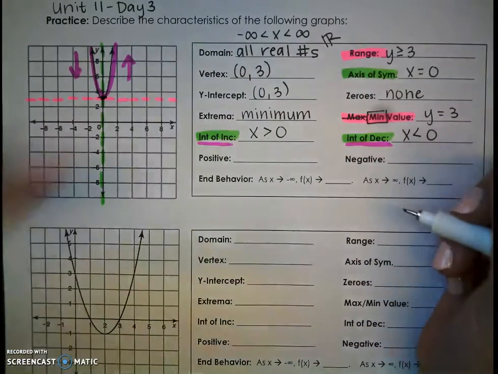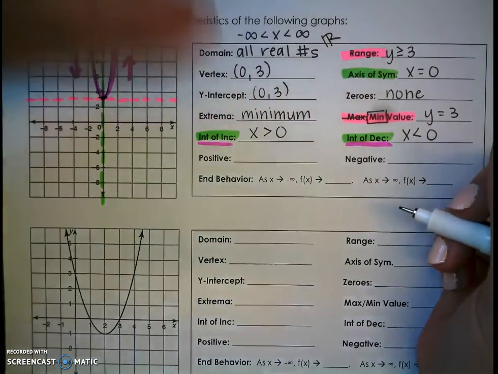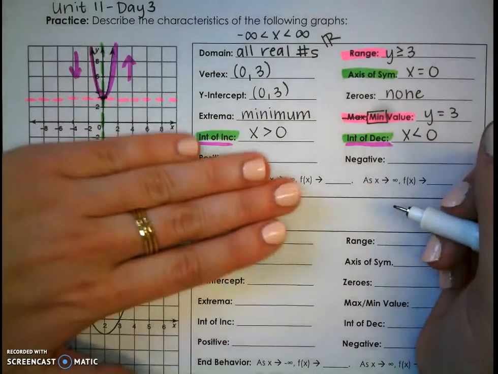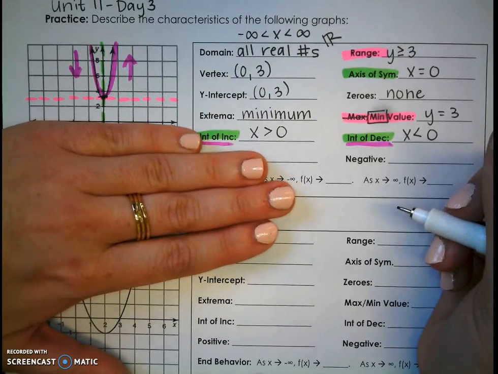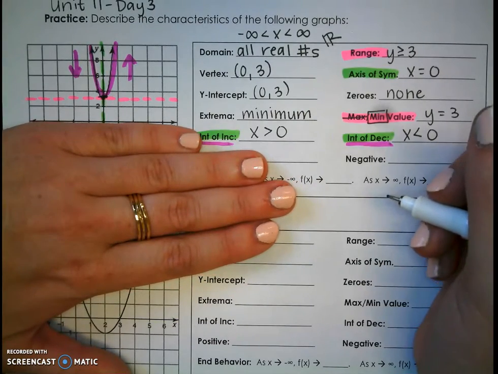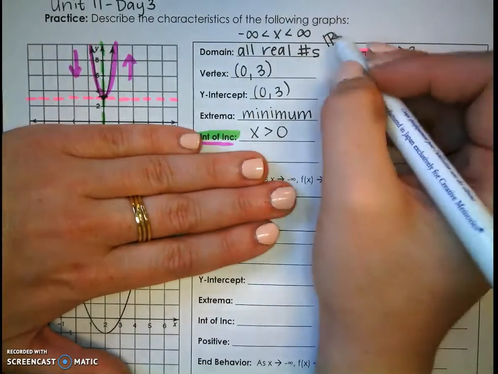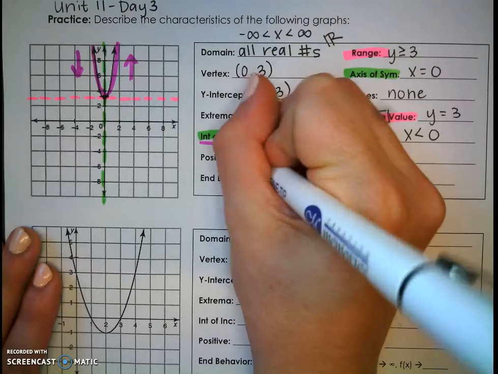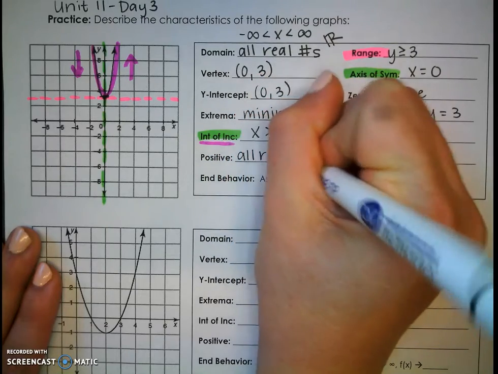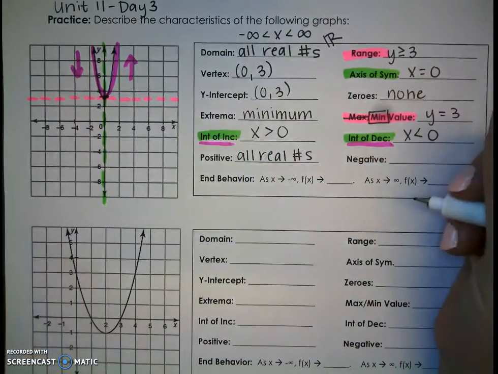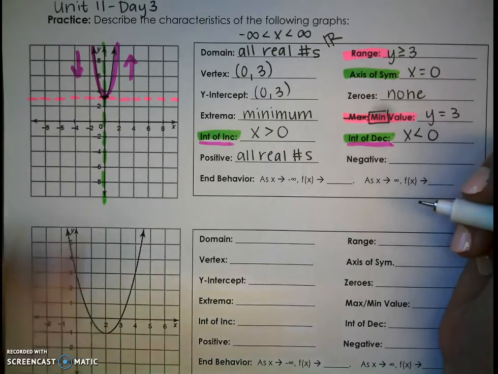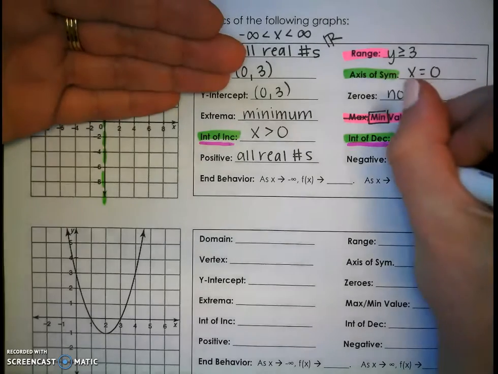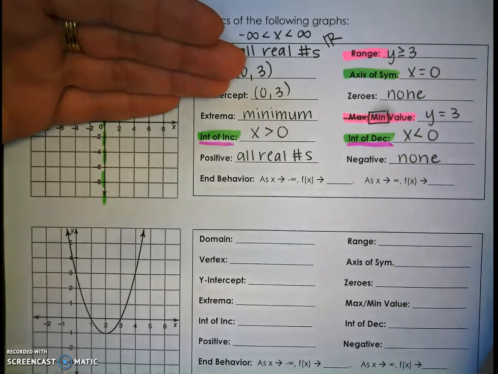Positive and negative, remember positive is above the x-axis, negative is below the x-axis. If I cover up this negative part and I just look where it's positive, the whole graph is positive. So all I'm going to do is what I wrote up here for domain, I'm just going to write that down here for positive, and I'm just going to stick with all real numbers. That means every x value here is going to give you a positive y value because there's nowhere that it's dipping below here. If you look at the negative section, there's nothing. Nowhere is it negative.